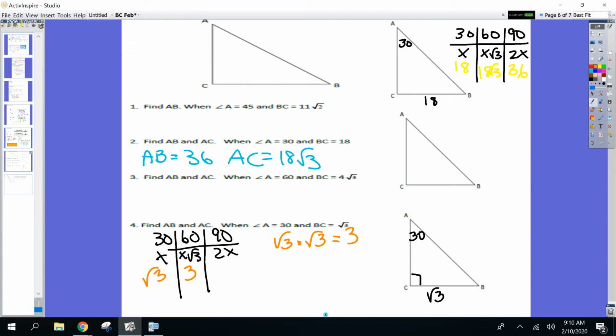All right, how are you going to get to the side across from 90 now? Ready? What's the rule? 2 times whatever x was. Well, x was radical 3, times 2. 2 radical 3. Just make sure you tell me what AB is then. AB was across from 90. What did we write in our chart? 2 radical 3. And AC, which was across from the 60, was 3. There it is.